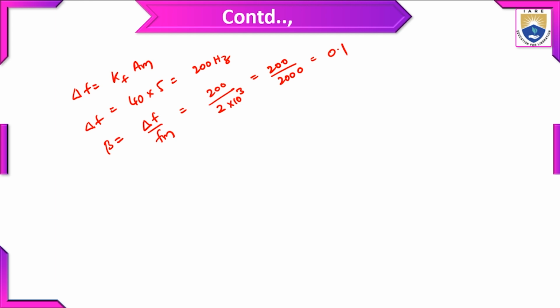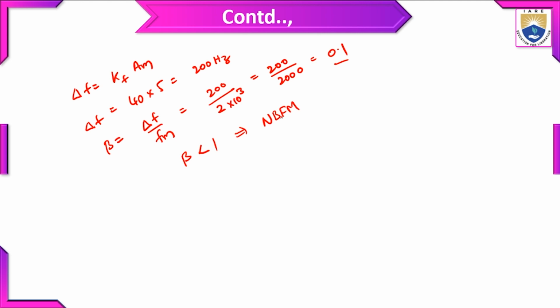And here, the another bit they ask for bandwidth. In this problem, they ask to find three values. One is delta F, frequency deviation, another one is beta, modulation index, and the last one is the bandwidth. Before going to find the bandwidth, first we must decide whether it is narrow band FM or wide band FM. How do you know? Here, by using this beta value, which is very much less than 1. Beta value is 0.1, so 0.1 is less than 1. So here you can conclude that it is NB FM, narrow band FM.